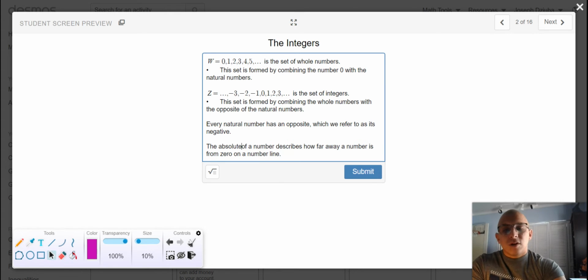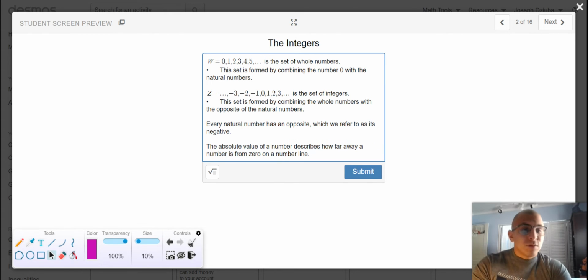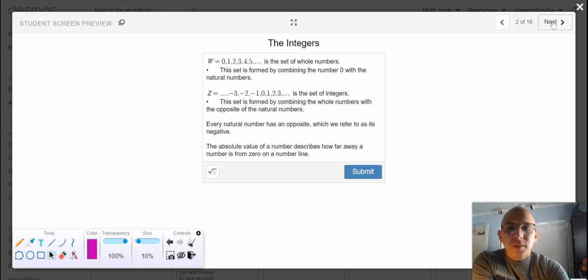And something that we'll be talking about throughout this lesson is the absolute value of a number. You might have been told erroneously when you were younger that it's always positive. That I think is a terrible way to remember the absolute value. It is really the distance, or how far away a number is from 0 on a number line. Let's begin.